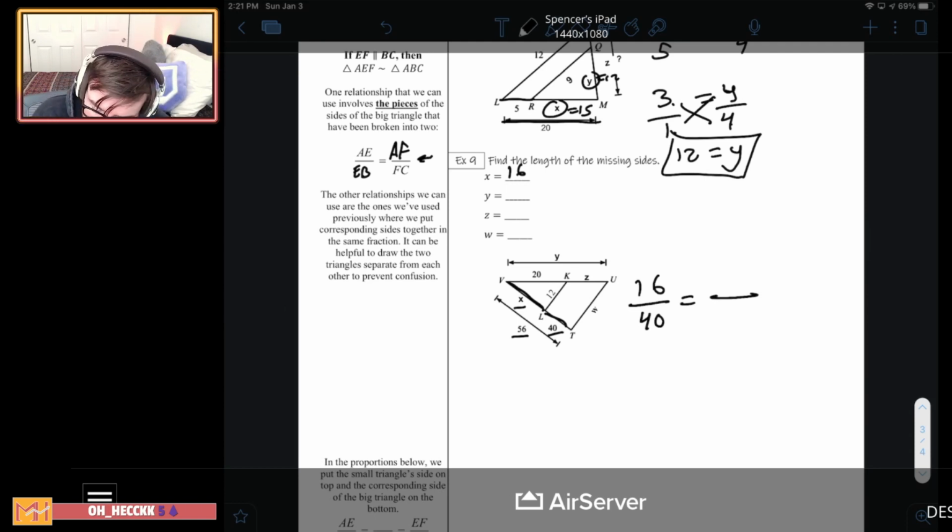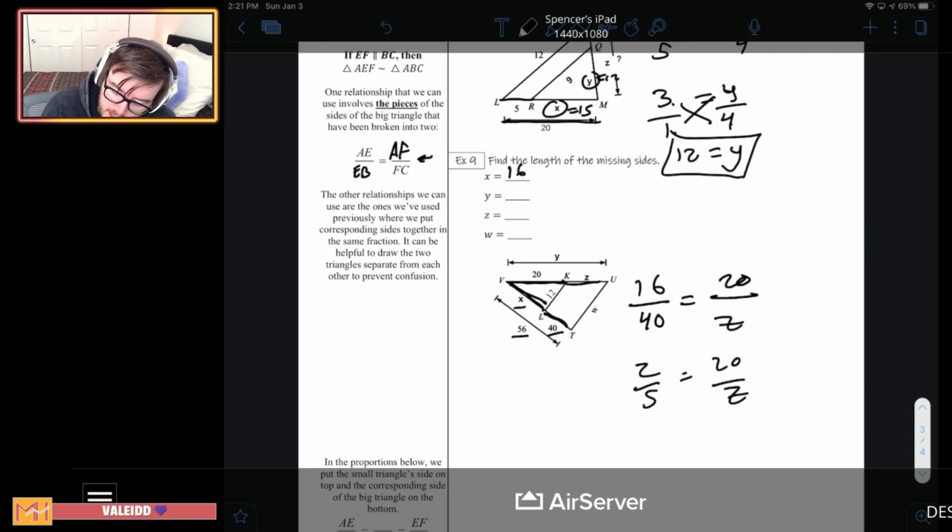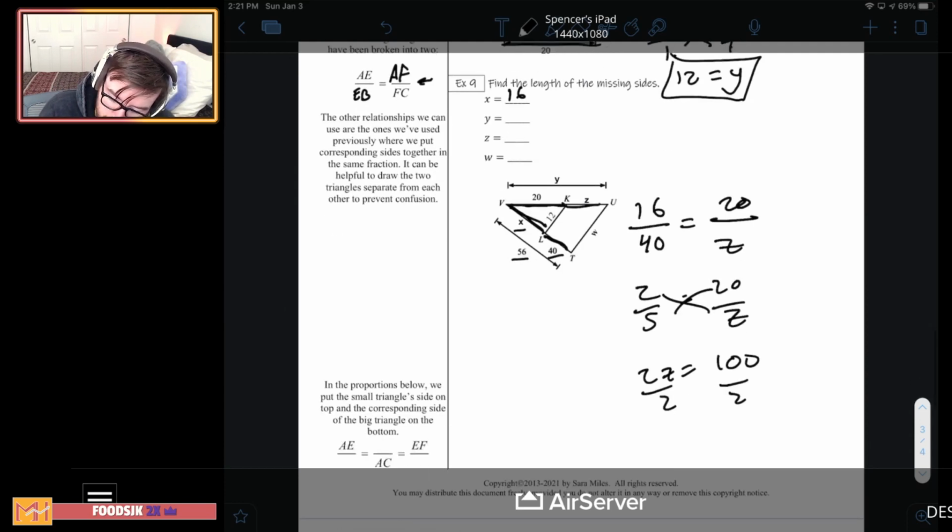Okay, so you saw some options. What did you end up choosing? It should probably be what matches up with x, 20, and what matches up with the 40, the z. You see that? So these are both divisible by 4. Actually, they're both divisible by 8. So we end up with 2/5 equals 20 over z. And then cross multiply. 2z equals 100. 5 times 20 is 100. Divide by 2. Z equals 50. So z is 50.